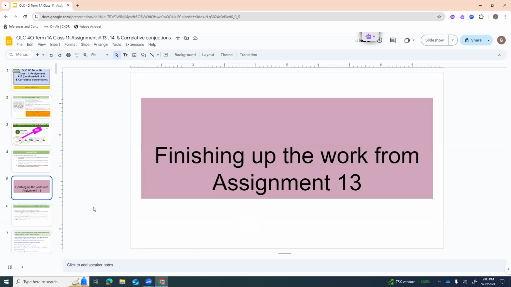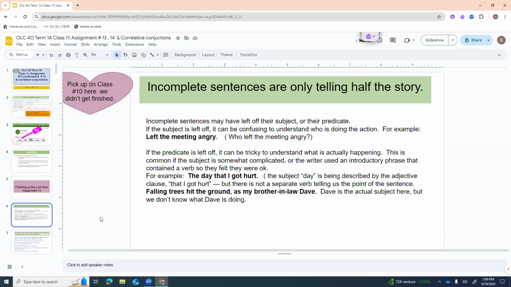Okay, so we didn't 100% finish all the work for assignment 13. We were just beginning to go through that checklist, and we'd done a lot of the big details for the revising of that news report, but we hadn't looked at the smaller, more finicky stuff, which is considered in the editing. Okay, so we started, this is what I've got here. We didn't quite get finished when we were talking about incomplete sentences.